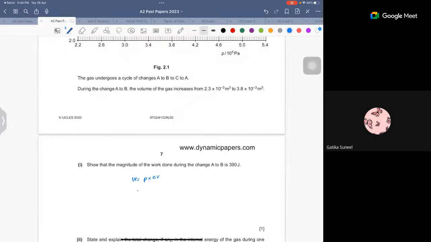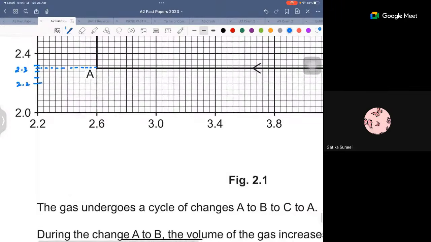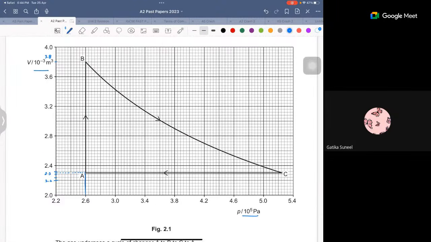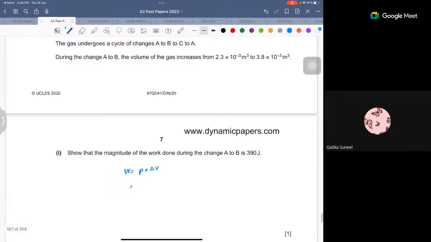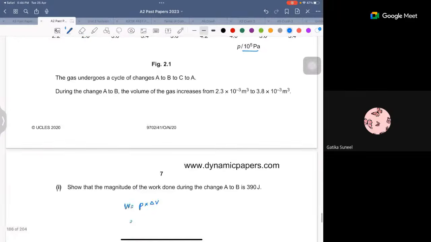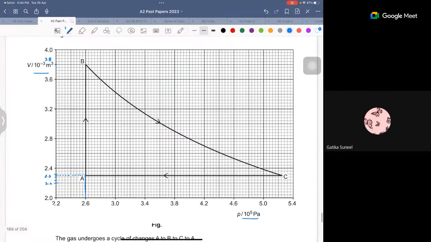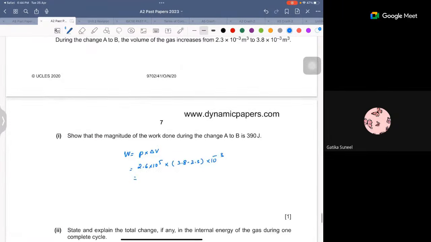Okay. So basically, work done is given by pressure times change in volume. The pressure I did not see. It was 2.6. Check the units, if it's in SI and everything else. So 3.8 minus 2.3. First that side pressure, 2.6 times 10 to the power 5, times 3.8 minus 2.3, and this gets multiplied by 10 raised to minus 3 because that was written right here. What do you get? You should get the same answer now. Yeah, 390.